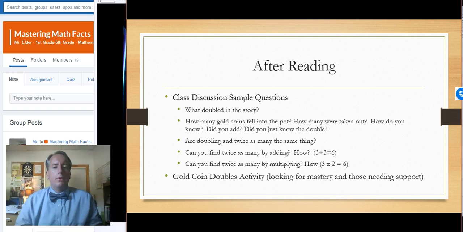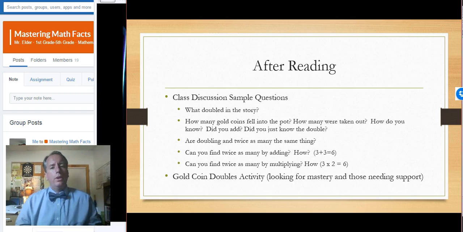We talked about the number of coins that went into the pot, how many were taken out, would they be the same? How many would be left in the pot when you took one bag out, those kinds of things. So all those are activities you can certainly build in a second read or coming back to this.